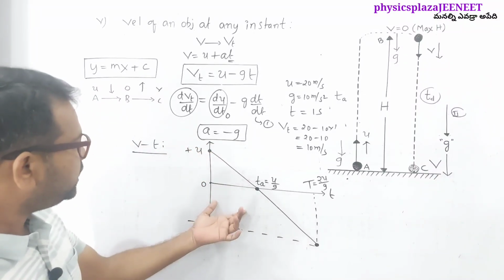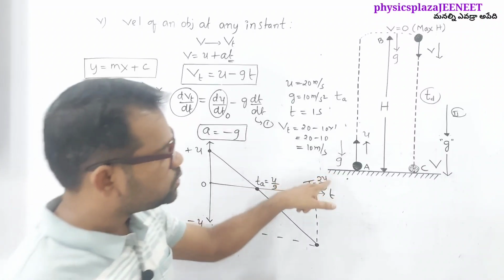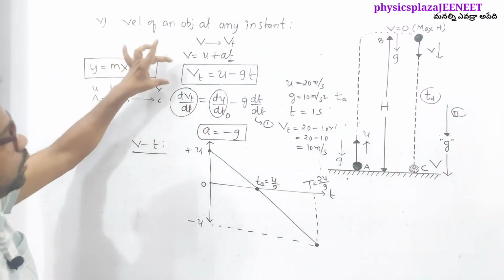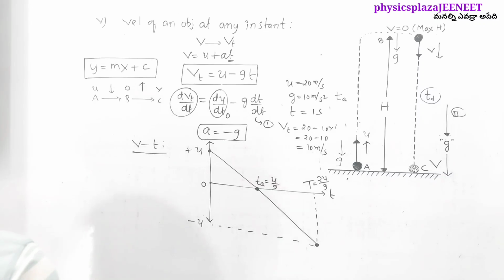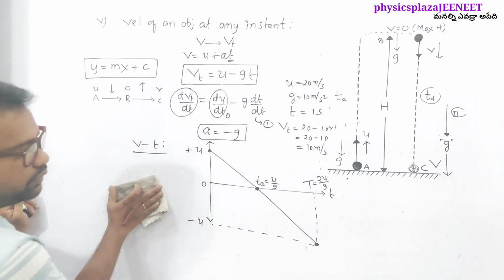So this is how the velocity time graph will look for the case where the body is thrown from the ground and comes back to the ground. With this formula, we can calculate the velocity of an object at any instant. So we get a straight line, right? A linear equation. Okay, fine.